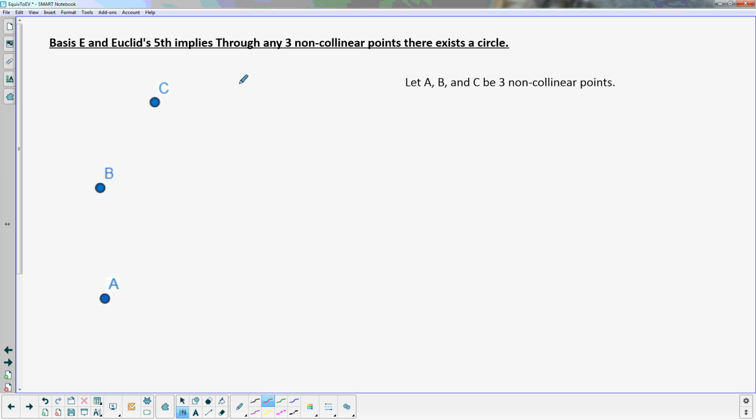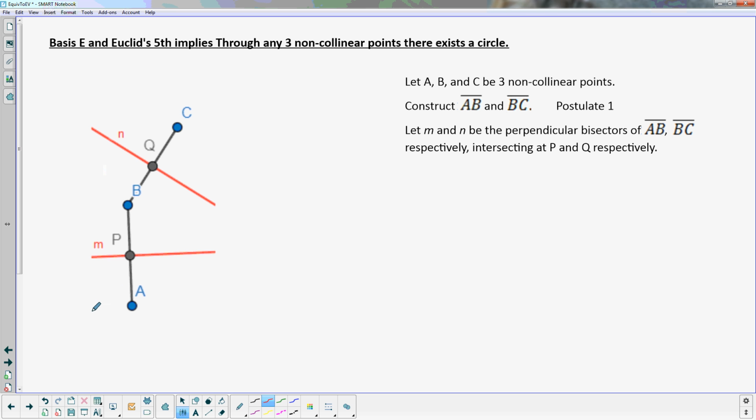So I just have a generic three non-collinear points, A, B, and C, and we want to prove the existence of a circle through these 3 points. So with letting those 3 points be non-collinear, I am going to construct AB and BC using postulate 1. I'm then going to let M and N be the perpendicular bisectors of AB and BC, respectively, intersecting at points P and Q, respectively, with AB and BC.